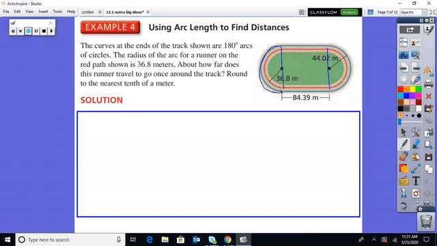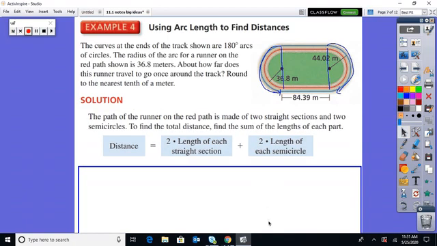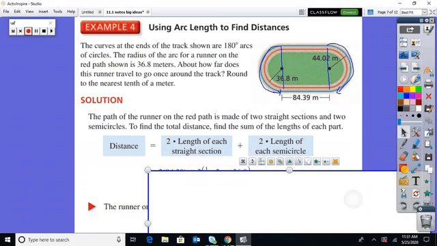180 arc, 180 arc. The radius of the arc for a runner on the red path is shown as 36.8. How far does this runner travel to go once around the track? All right, a lot of writing here, so I'm just going to uncover this for you.